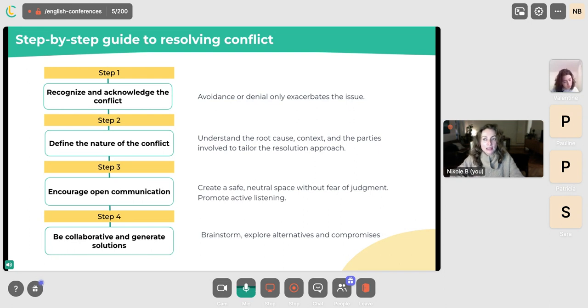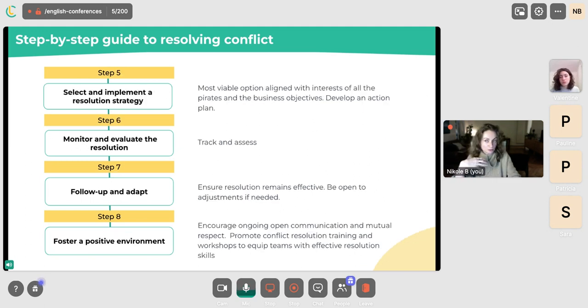So you want to create a space where people feel safe, where it's neutral, where people feel like they can talk to each other and not be judged. Step 4 is to find a collaborative way to generate solutions where people could, for example, brainstorm solutions together. So everyone comes together and says, okay, we have this problem. What can we do? These are the options. Let's decide together what we can do.